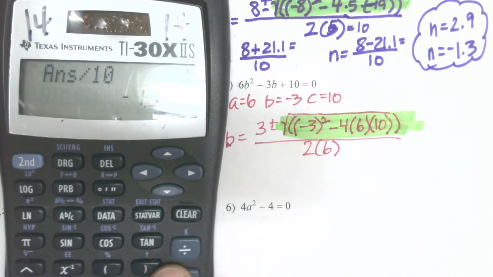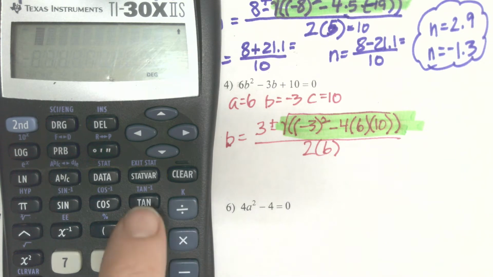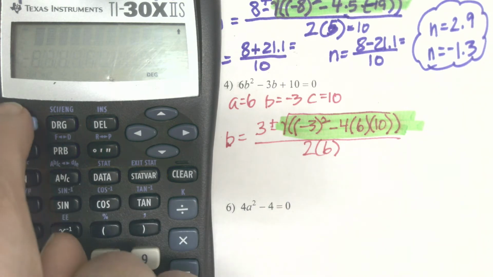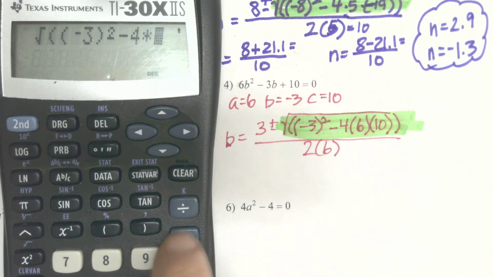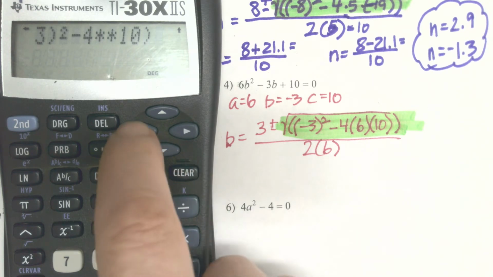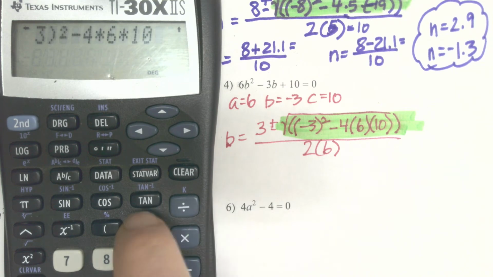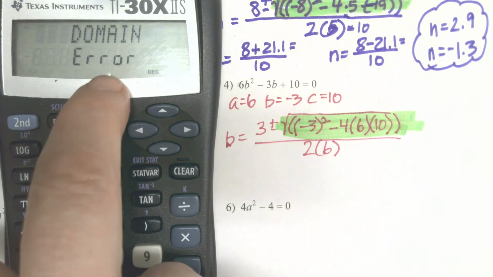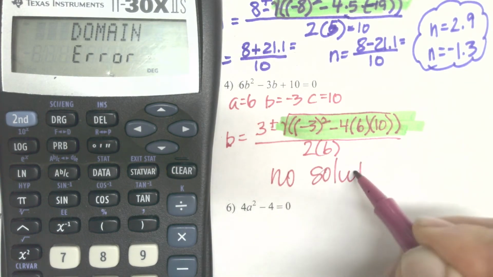So when I plug this in, what's that? Yep, domain error. So when I plug that in, I do second square root parenthesis, -3 end parenthesis squared, minus 4 times 6 times 10, end the parenthesis, hit equal, domain error comes up, that means I have no solution.